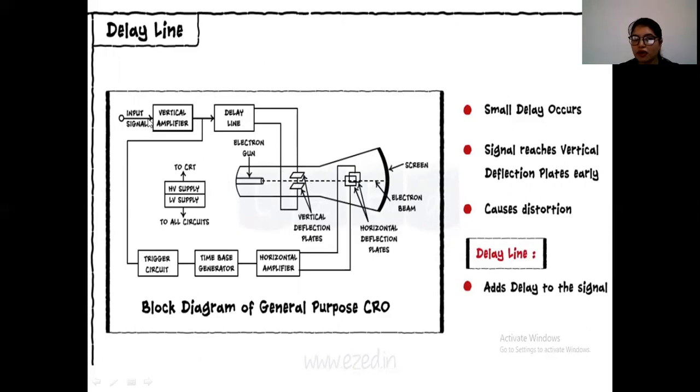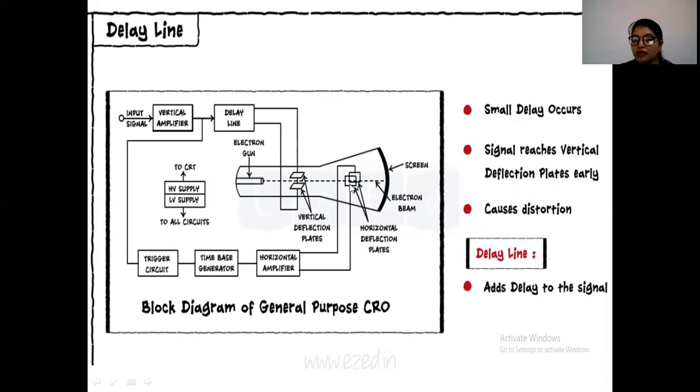when the input signal goes to vertical amplifier, after that it will move towards the delay line and towards downward also. As you can see, the signal will travel this much path. It will go to trigger circuit, then time-base generator, then horizontal amplifier, and then it will reach the horizontal deflection plates. That means there will be more delay in the signal when it travels from this path, and it will take less time when our signal travels from this path to this path.